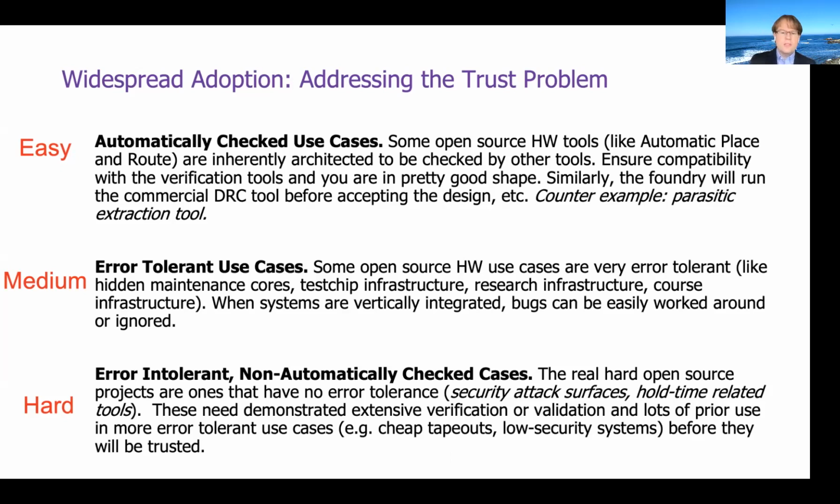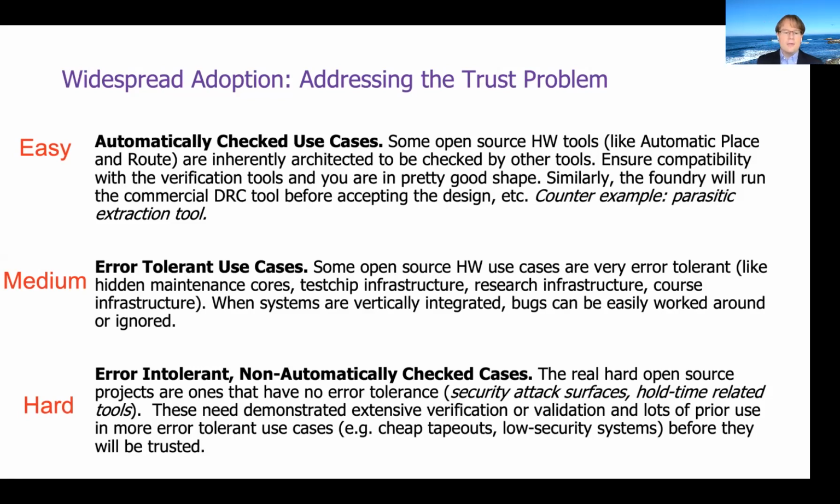So maintenance cores for GPUs are an example of this. Test chip infrastructure, research infrastructure, course infrastructure, all of these things are pretty error tolerant. So this is a good starting place for a lot of open source projects. And the general idea is that if you have vertical integration, then the other layers of the stack can insulate you from those bugs. So I think that's a very promising area for a broader class of projects than the automatically checked category.